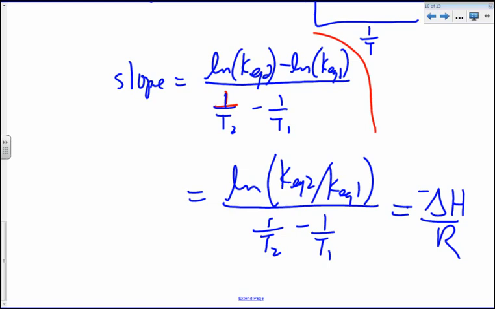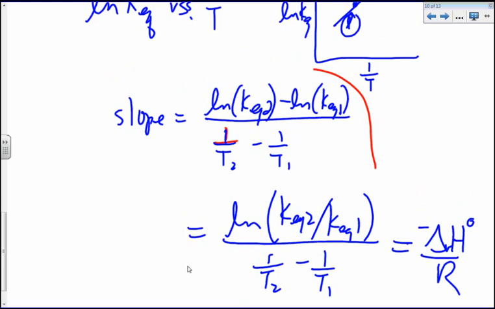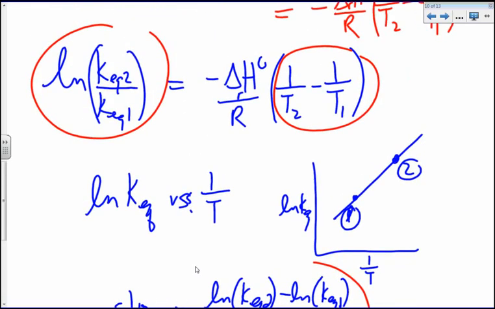So this is actually one way we could determine the delta H for a reaction. You measure the equilibrium constant at two temperatures, T1 and T2. The slope of this line, or if you only have 2 points, ln KEQ2 over KEQ1 divided by 1 over T2 minus 1 over T1, is just the negative of the delta H for the reaction divided by R. So you can solve for the delta H of your reaction by just multiplying the slope by negative R.